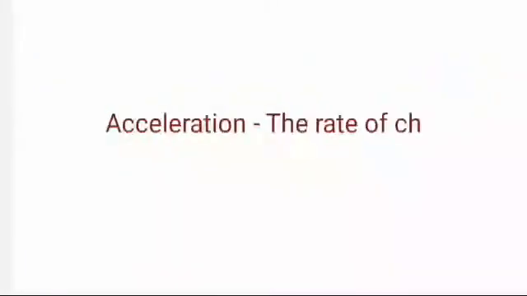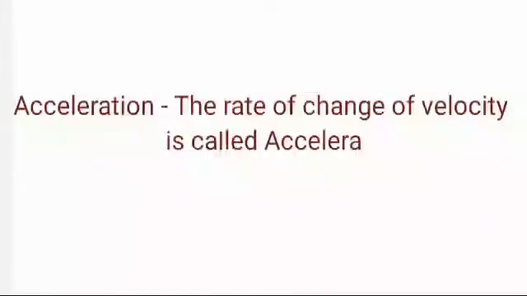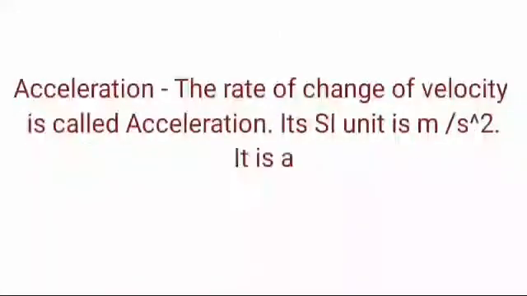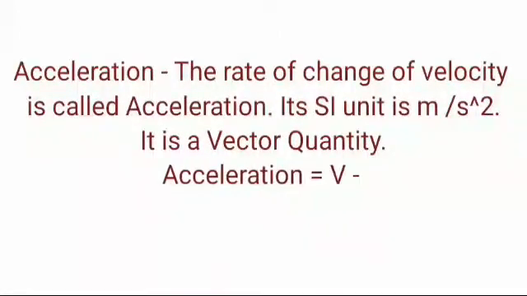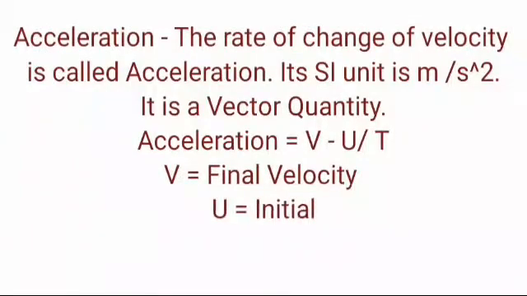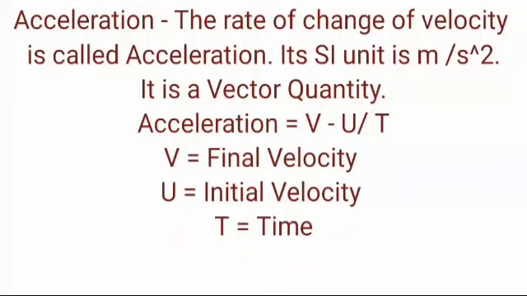Acceleration. The rate of change of velocity is called acceleration. Its SI unit is meter per second square and it is a vector quantity. Formula for finding acceleration is a is equal to v minus u by t, where v is equal to final velocity and u is equal to initial velocity, divided by time.